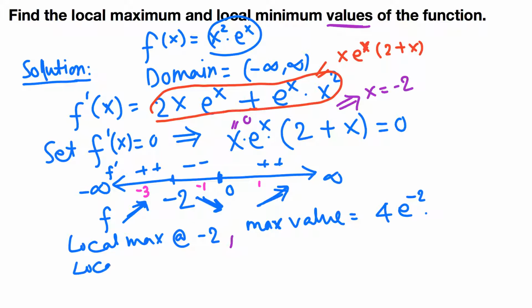And local minimum at 0. That local minimum value is found by plugging 0 into the original function again, x squared times e^x. So 0 squared is 0, times e raised to 0, which is 1, so it's 0. So the minimum value is 0. Final.